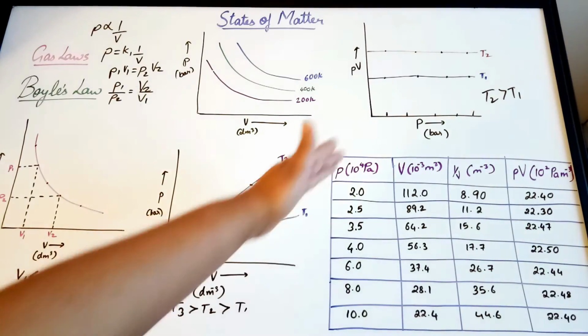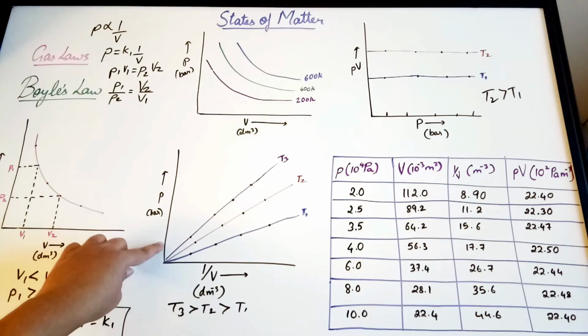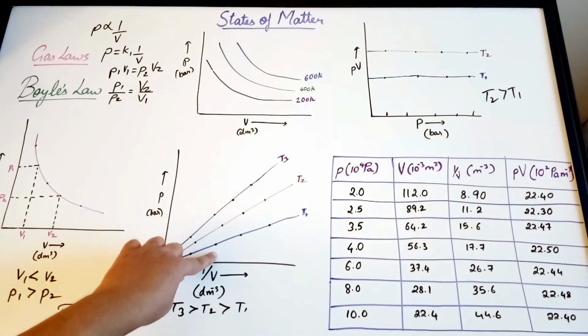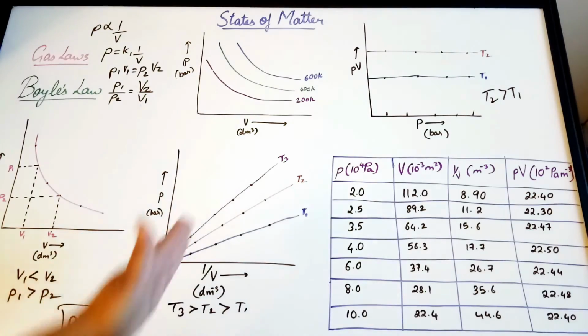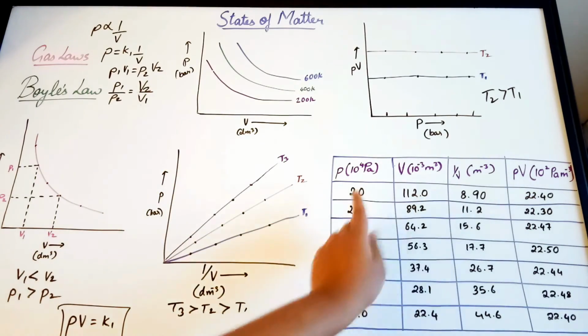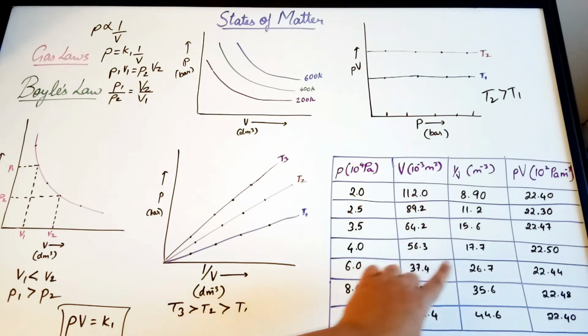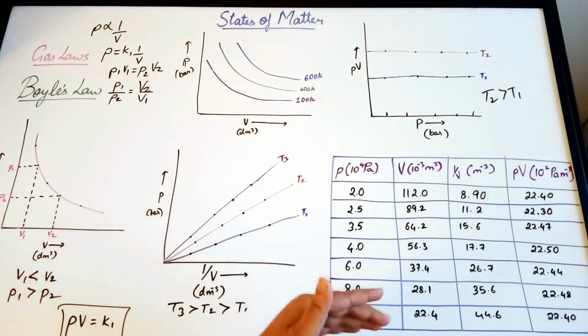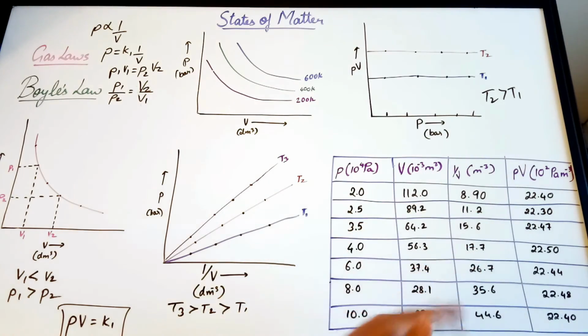The next one is the relation between P and 1 by V. So when it's 2, it is at 8, and then you have it at 11. So both of them are increasing. So 2.5 is 11, 3.5 is 15, 4.0 is 17.7. So with the increase in P value, there is also an increase in 1 by V value.